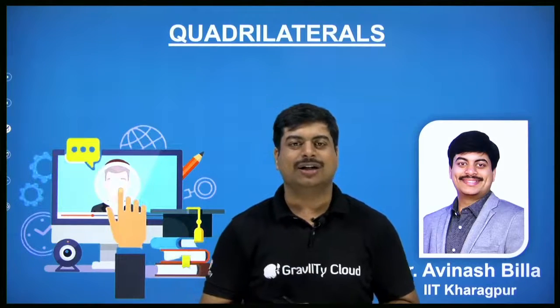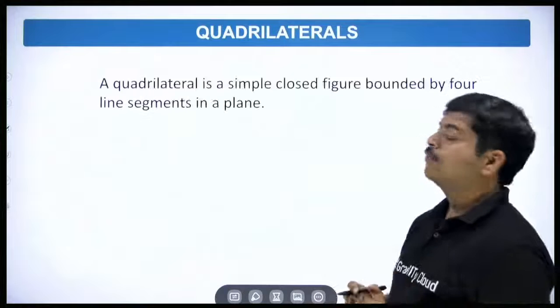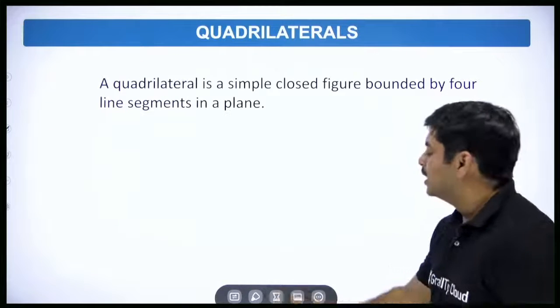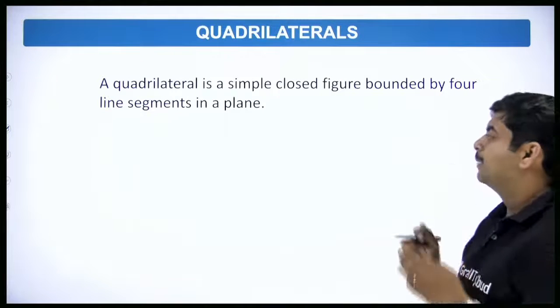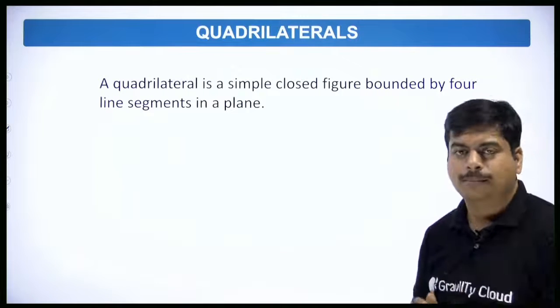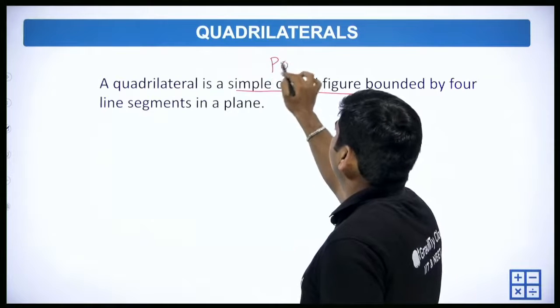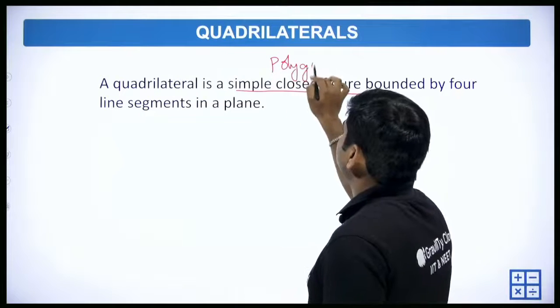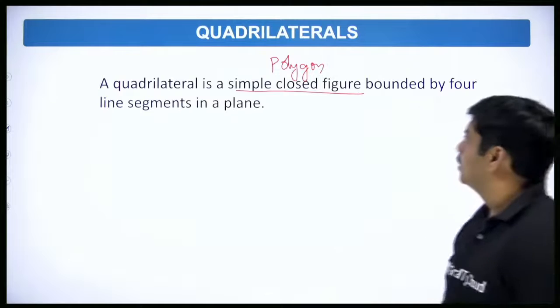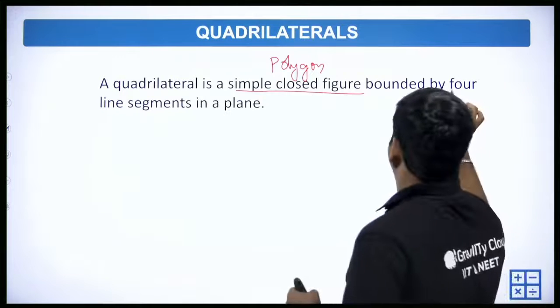Let's start today's session. First of all, let's see what a quadrilateral is, which type of shapes or figures we consider as a quadrilateral. A quadrilateral is a simple closed figure, simply a polygon. If you can remember the definition of a polygon, a simple closed figure, bounded by four line segments in a plane. How many? Four line segments.